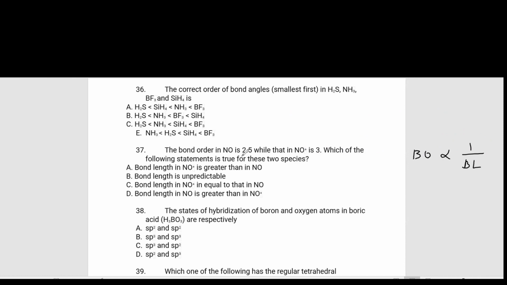Next question, the bond order in NO is 2.5 while that in NO plus is 3. Which of the following statements is true for these two species? So we know that bond order is inversely proportional to bond length. And here the bond order is less, and here the bond order is more. That means which is having more bond length? The one with lesser bond order is having more bond length. So NO is having greater bond length when compared to NO plus, and so our answer is option D.